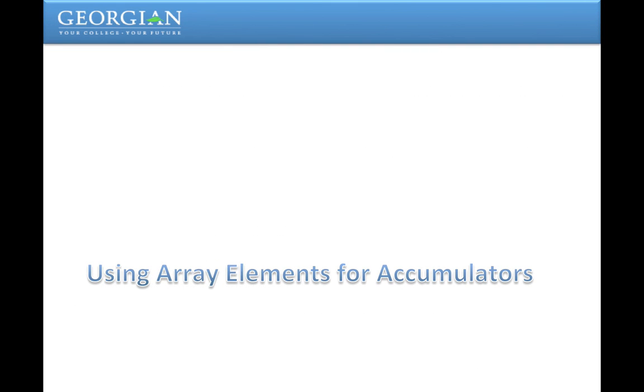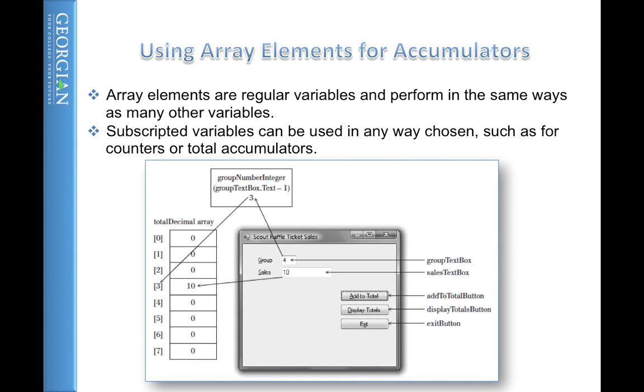All right. Using array elements for accumulators. Here we have a total decimal array as an example. We're going to say our total decimal array element number 4, which is subscript 3, equals a value of 10, as an example. We can actually use plus equals or plus plus, the increment, the way we normally do with any other variable. Not a bad way of doing it, especially if you have more than one variable that you're accumulating.